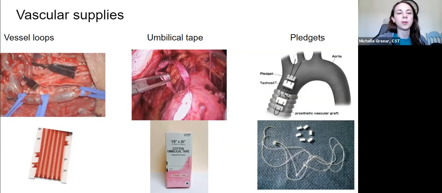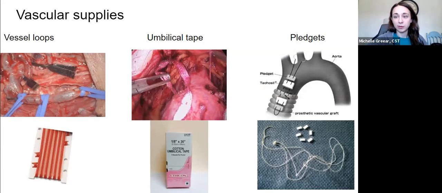Okay, so let's keep going with the vascular supplies. So that's what I have up on your slideshow now. You can see, I didn't do it in the same order of the book, but vessel loops and umbilical tape to retract on vessels. Both of these need to be dunked in the saline before handed to the surgeon. You'll see at one point it says to put a vessel loop on the end of a tonsil clamp and dunk it in your saline.